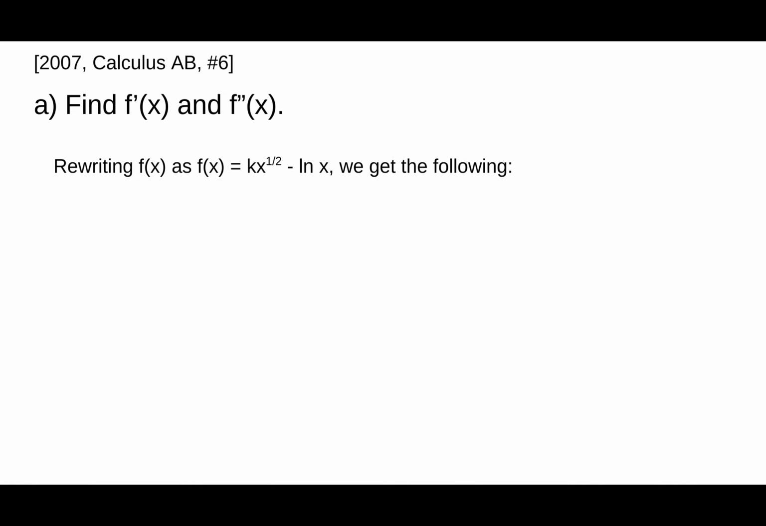It may help to rewrite f of x as k times x to the 1/2 minus the natural log of x so that we can use the power rule. If we do that, we find that the first derivative of f is k over 2 times x to the minus 1/2 minus 1 over x, or equivalently k over 2 square root x minus 1 over x. All right, so the f prime, the first derivative part, is done.